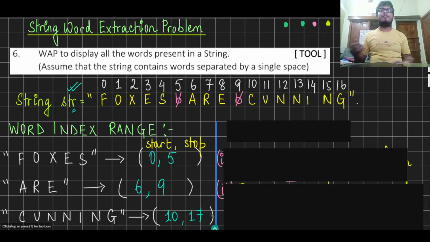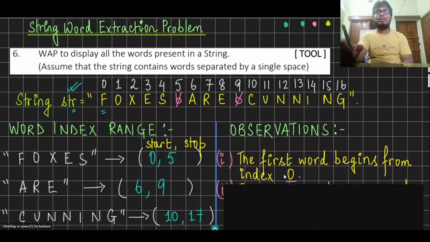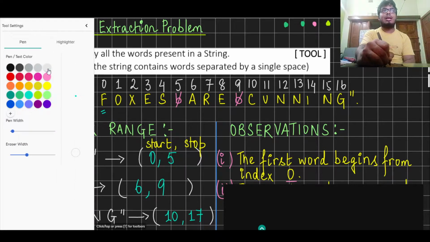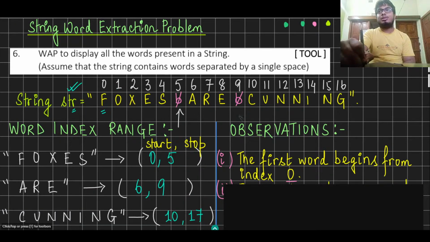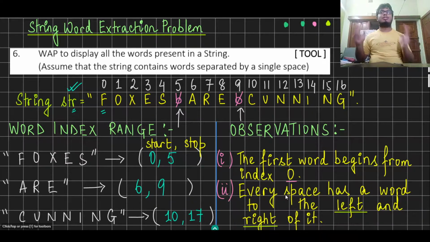All right. Now there are a few observations that you can make from the word index ranges. Have a look at the first word. Now the first word always starts from the index 0. So if the string is free of any leading spaces, then the first word will always have the first index as 0. Moreover, look at the spaces now. Every time we have a space, there are some words that are to its left and some words that are to its right. Okay. So these are the two observations that we have made.